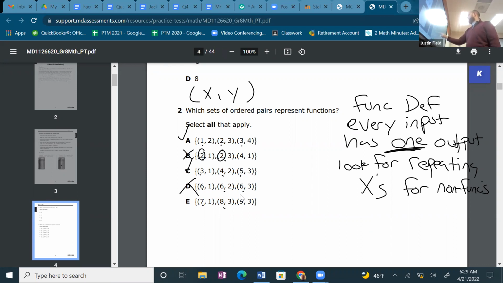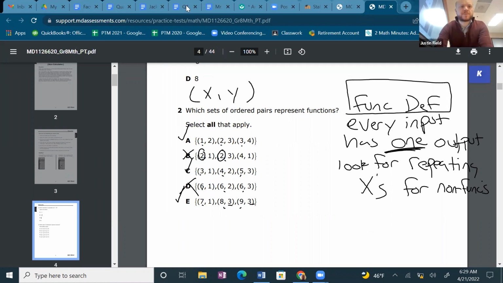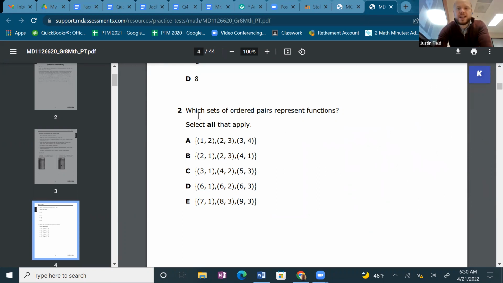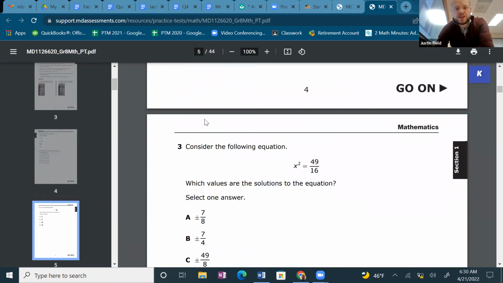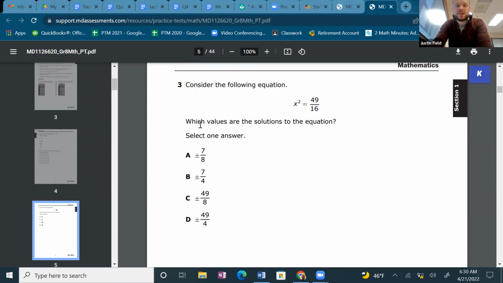All right, 7, 8, 9. That works. Now I do notice the repeating Y values, but that's okay. The 8 can go to 3 and 9 can go to 3, but we just can't see 8 going to 3 and 8 going to somewhere else. That's okay. So E is a function. All right, so make sure, and the nice thing is you can go to Khan Academy or IXL and you can find these topics for more practice too. So let each question here be a launching point to something you need to practice.